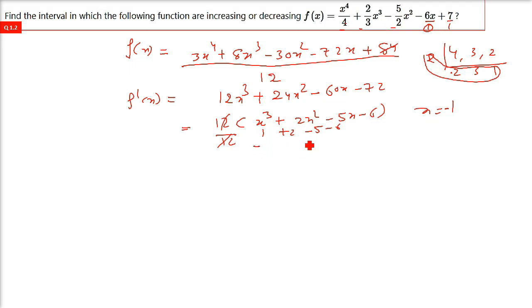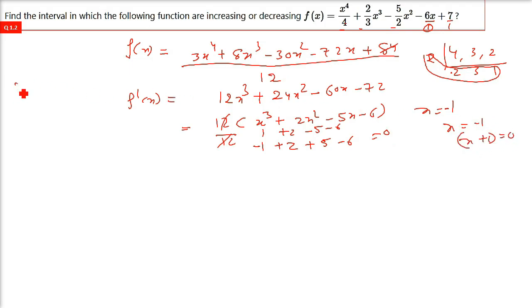So minus 1 whole cube is minus 1, plus 2, minus 1 plus 2, minus goes this plus 5, and this is minus 6. So this is 7 minus 7. So it is going to be 0. So x equals negative 1 is one of the roots. So x plus 1 is the root actually.